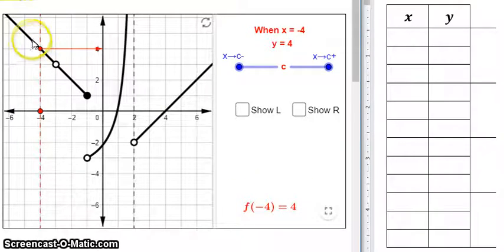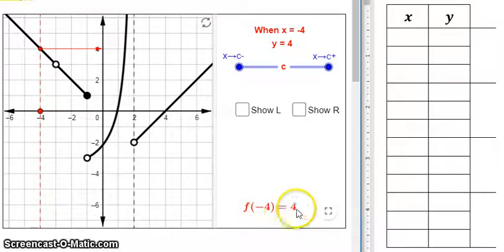And I can see that as I move along the graph towards x equals -4, my graph is going to approach a y value of 4, no matter if I approach from the left or from the right. And so everything is coming together at a point. When it gets to that point, there's a point there to connect the two pieces together. Everybody's happy. That's what we call a continuous function at that point.